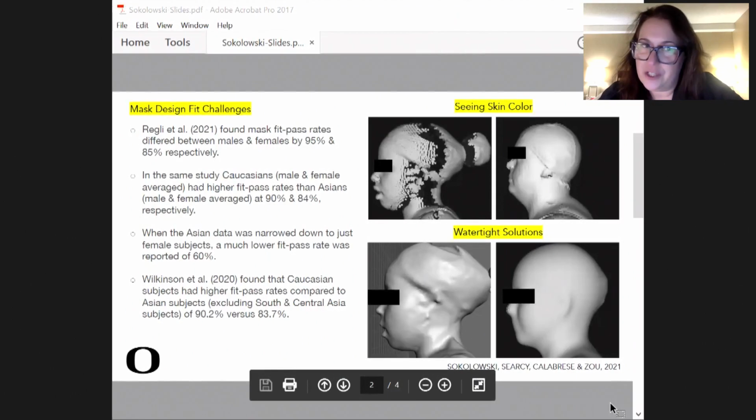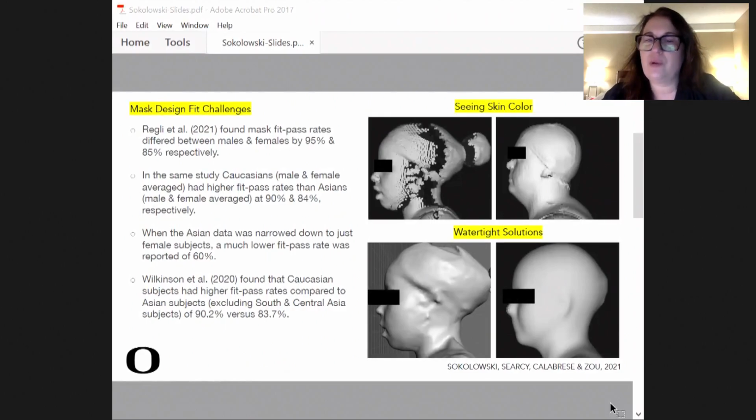And as we all know on this call today, it is well known that fit pass rates differ between men and women. And also Caucasian male and female average have higher fit pass rates than Asian male and female average at 90% and 84% respectively. When Asian data is narrowed down to just female subjects, a much lower fit pass rate was reported of 60%.